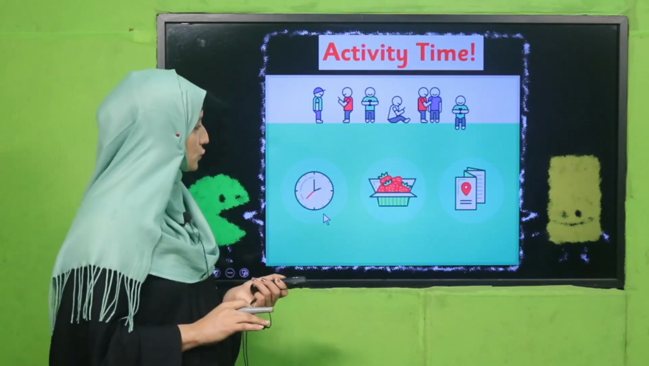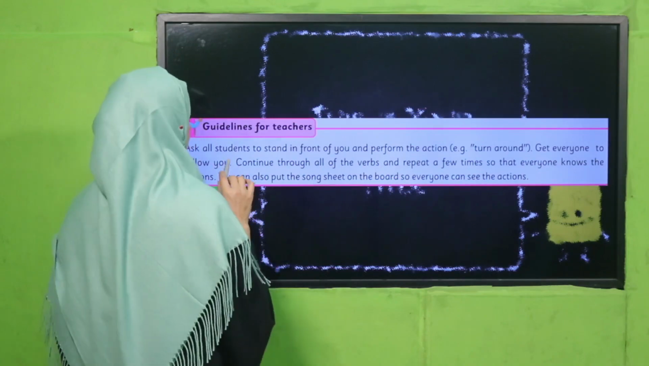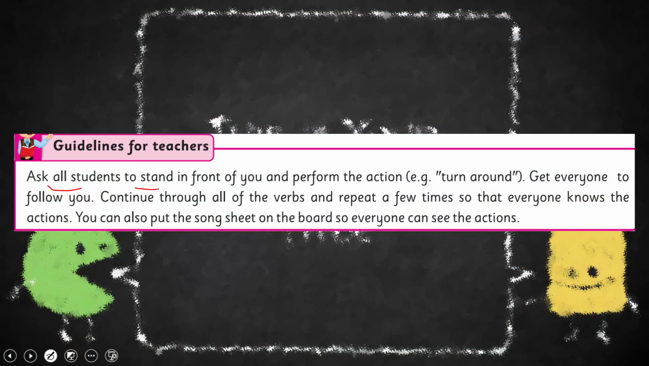Now it's time to move towards an activity. Yes, my dear teacher, what you have to do, you have to ask all students to stand in front of you and perform the actions. Turn around. Get everyone to follow you. Continue through all of the verbs and repeat a few times so that everyone knows the actions. You can also put the song sheet on the board so everyone can see the actions.